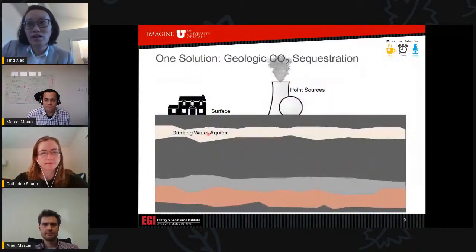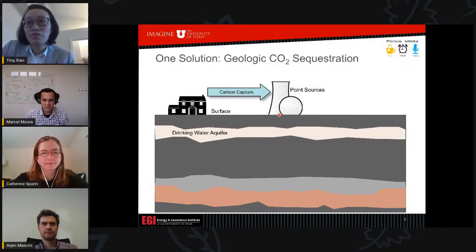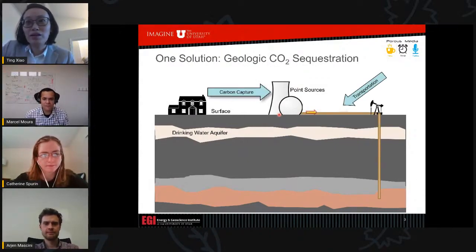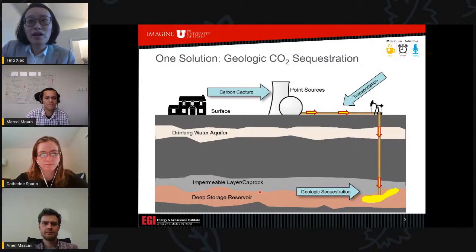So here is one idea of mitigating CO2 emission, which is to capture CO2 from centralized sources, such as power plants, transport it by pipelines and inject it into deep storage reservoirs overlaid by an impermeable layer, called caprock. This idea is called carbon dioxide capture and geologic sequestration.